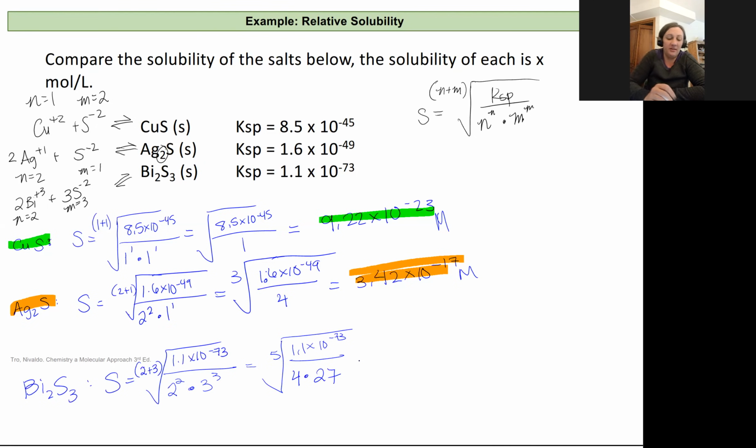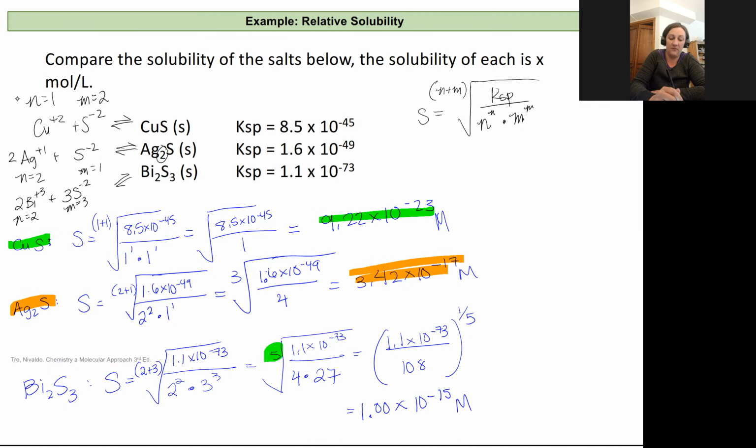Now your calculator probably doesn't have a 5th root. Maybe it does. This is a good reminder that when you're taking the root of something, it's really like taking a fraction as an exponent. So I can rewrite this in a way that will be easier to plug into my calculator. 4 times 27 is going to be 108, and I'm going to take this to the power of 1/5. That's a little easier to plug into the calculator. When I do that, I get a value that is 1.00 times 10 to the negative 15th molar.